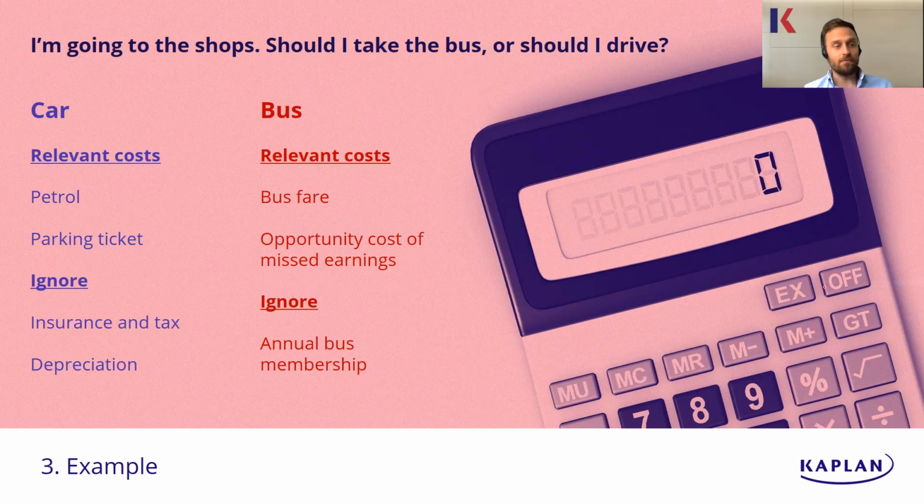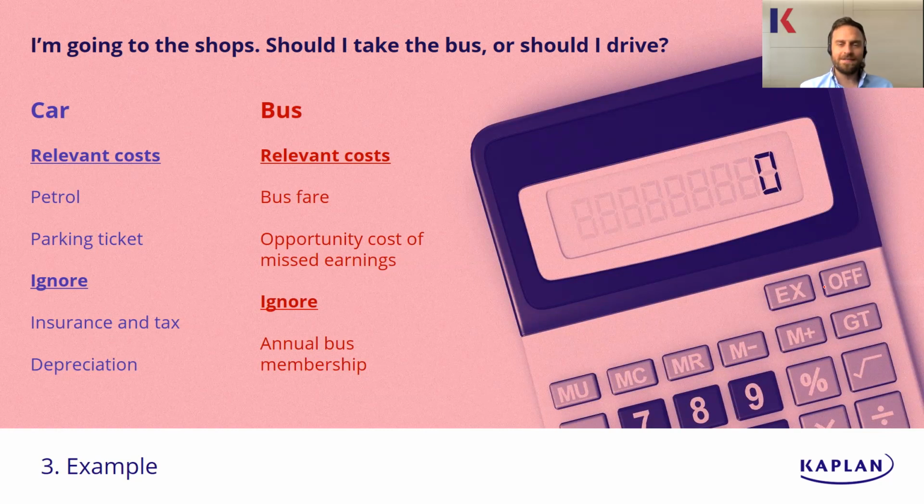And equally, tax, same concept. And as we discussed, depreciation, not a cash flow. Therefore, we wouldn't want to include that in our decision. So all I'd be looking at is the incremental cost of the petrol and my parking ticket. Now, if I were to take the bus, the fare would be a fairly obvious inclusion. So that is a relevant cost. It's future, it's incremental, and it is cash.